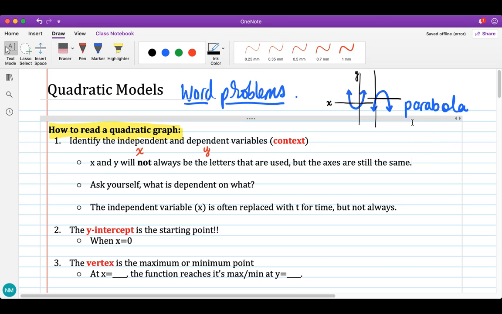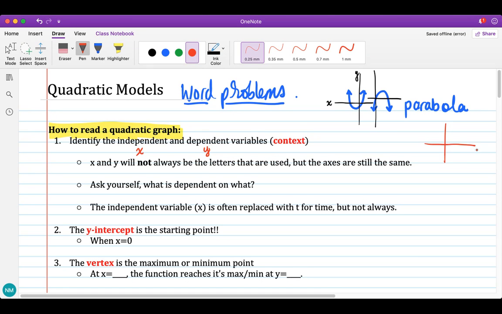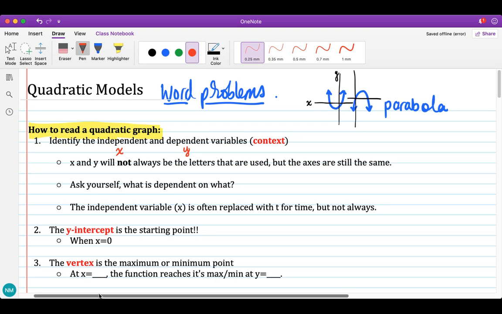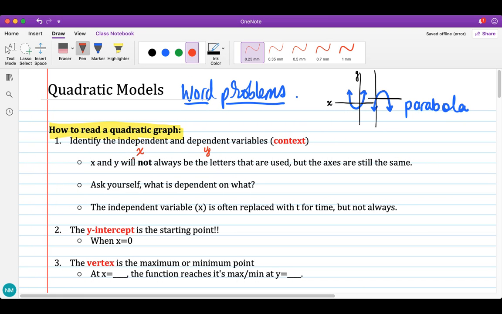So we have to realize that x and y will not always be the variables that we're using, but it does still stand that we have an independent variable and a dependent variable, and those will always be on the correct axes, right? Whatever is our quote unquote x or our independent variable will be on our x-axis, and our y-axis is our dependent variable. So it's important to note that every single quadratic function has a quote unquote x and y. The x and y will not always be the letters used, but the axes are still the same, okay? So you have to ask yourself what is dependent on what.